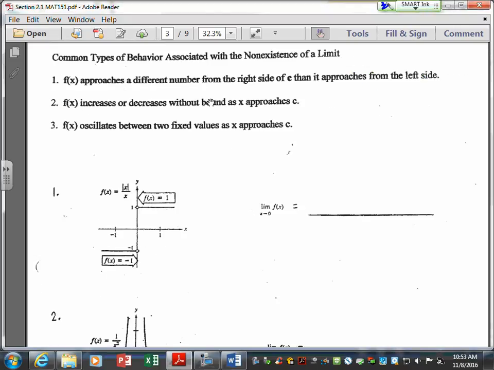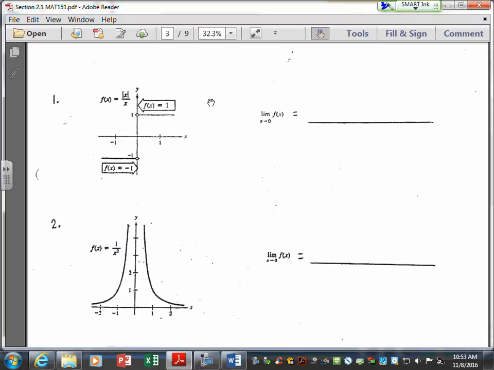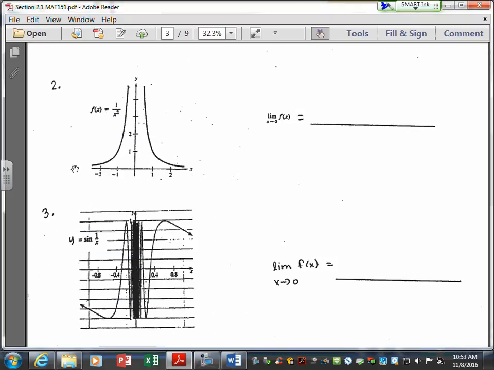The second case is if it increases or decreases without bound as x approaches c. Okay, so f of x as x approaches 0. So as I'm heading towards 0 from the left, I'm going without bound. If I'm heading towards 0 from the right, I'm going without bound. This does not exist, because it's going on to infinity. There's no particular place in which we stop to say, here's that value.